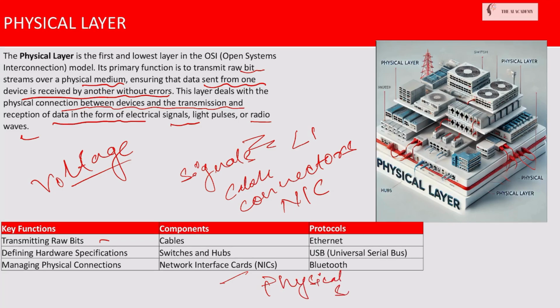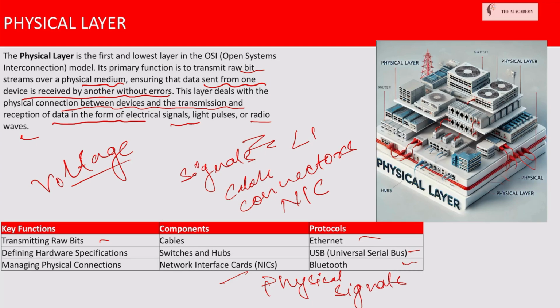The physical layer protocols are Ethernet, a widely used LAN technology that defines wiring and signaling standards for the physical layer. USB, Universal Serial Bus, is a standard for connecting peripherals to computers, allowing data transmission and power supply. And Bluetooth, a wireless technology standard for exchanging data over short distances using radio waves.